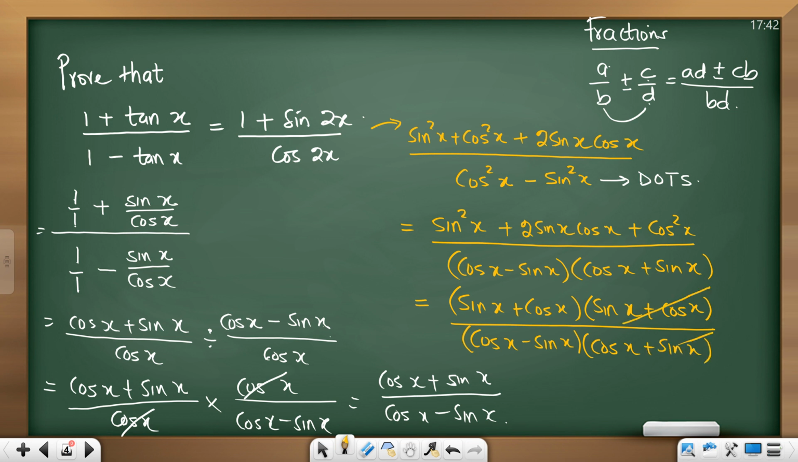Oh, check. What do sine x plus cos x over cos x minus sine x, which is the same thing as the one in white. Cos x plus sine x over cos x minus sine x. I am done. We normally write QED, proven. I haven't forgotten what it means. But when I was in school, we used to write that I'm done. Teacher, take everything now. I want to see QED.